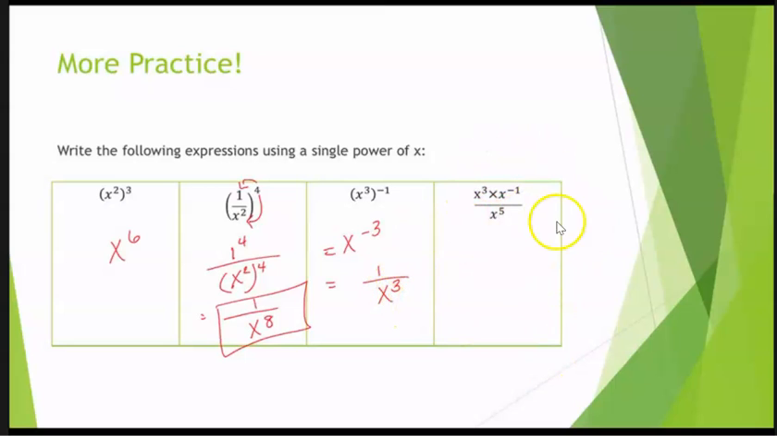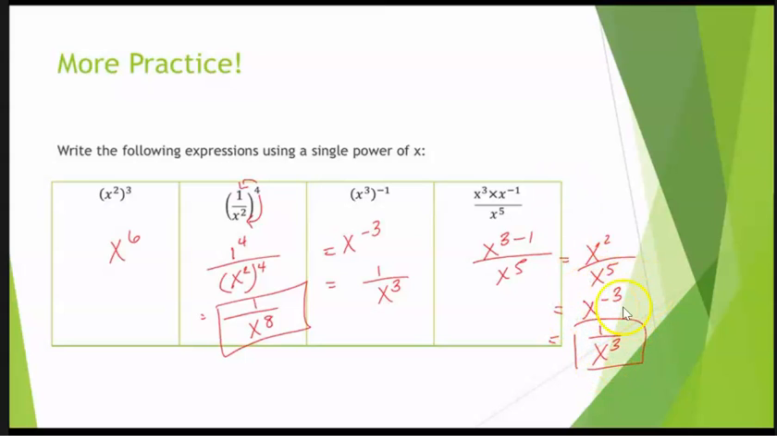Here's another case where we have to apply multiple rules at once. So first we have to clean up the top. Same base, so we have to add these exponents. Since it's not power to power, it's just basic multiplication. So 3 plus negative 1, or just 3 minus 1, which is the same thing, over x to the 5th power. That gives us x squared over x to the 5th power. We subtract. 2 minus 5 is negative 3. Oh no, it's not happy. So this answer also ends up being 1 over x to the 3rd power, because we turned our negative exponent positive.